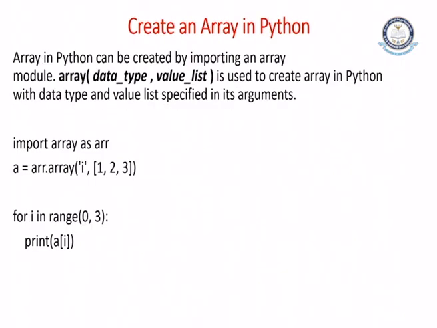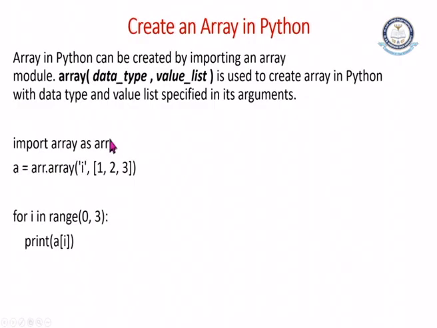Next is how we can create an array in Python. First we have to import the array package from the Python interpreter. See, array is a package in Python. We have to import that package into our program. We are giving 'as', which means an alias name. We are giving another name for this package. So a is my variable name.